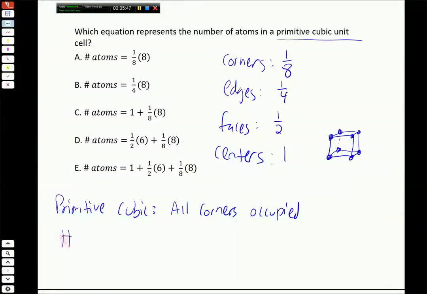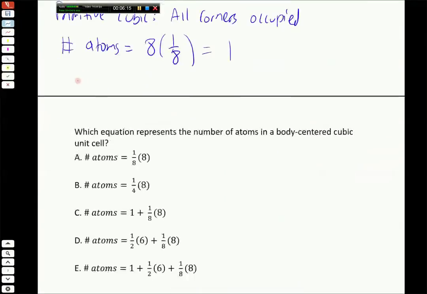So if we want to count the number of atoms, we just have 8 corners, and each counts as an 8th. Or I guess the way it's written here is the 1/8 is first multiplied by an 8th. But the correct answer then is A, because in a primitive cubic cell we only have the corner positions occupied. So it's just those 8 corners that we would count, which is a total of 1 if you want to work it out numerically. So that's how we do it for primitive cubic.